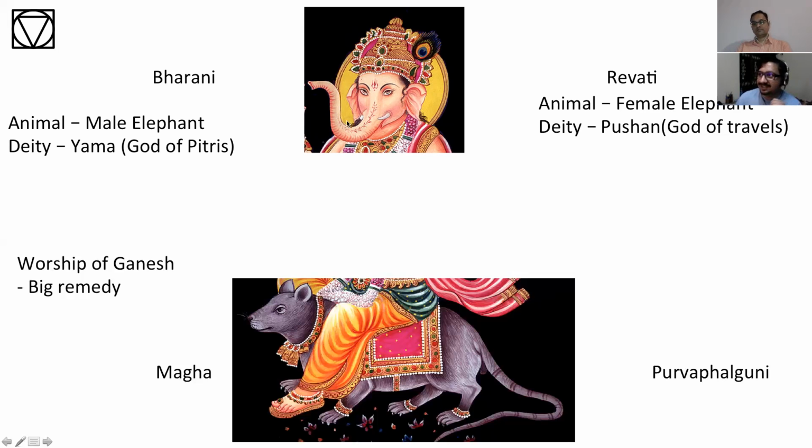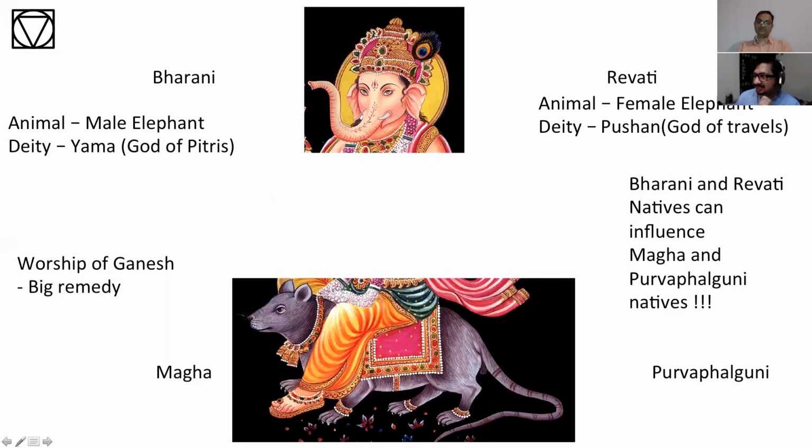Why? Because the elephant-headed god, or the elephant energy, is riding a mouse. So this kind of association will begin to happen, and I've seen this happen many times. So that's what I said: Bharani and Revati natives can influence Magha and Purva Falguni natives. It's an interesting association. I've seen one part definitely work. The second part I've seen partly, but it's again for the viewers to cite their observations and share whatever they see with respect to this.